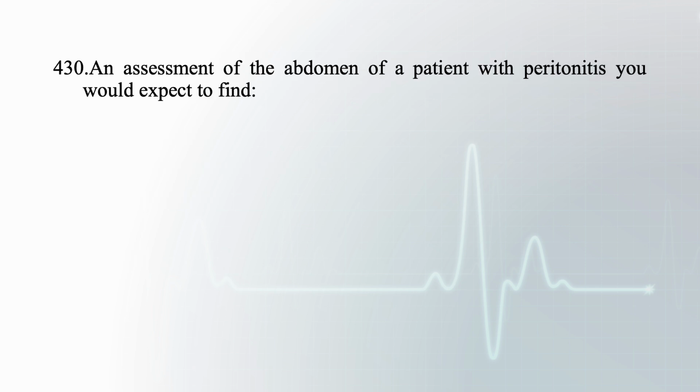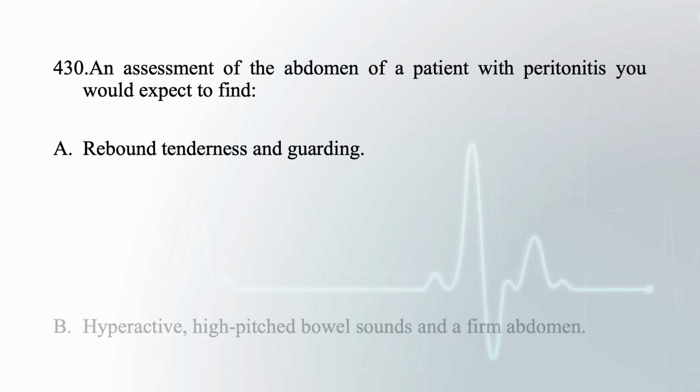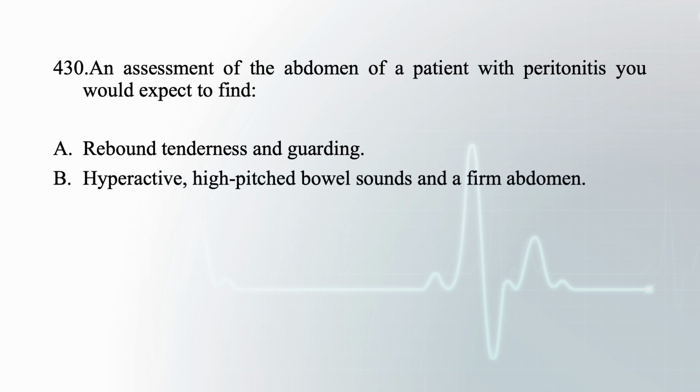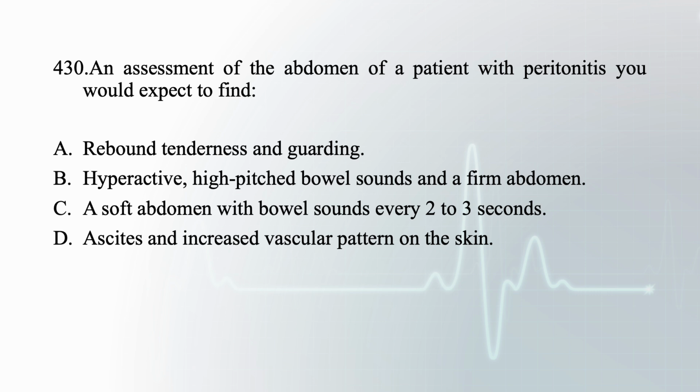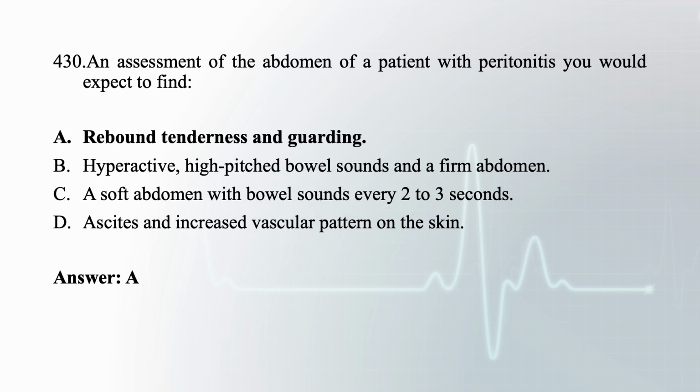Question number 430. An assessment of the abdomen of a patient with peritonitis you would expect to find. Option A, rebound tenderness and guarding. Option B, hyperactive, high-pitched bowel sounds and a firm abdomen. Option C, soft abdomen with bowel sounds every 2 to 3 seconds. Option D, ascites and increased vascular pattern on the skin. The correct answer is option A, rebound tenderness and guarding.